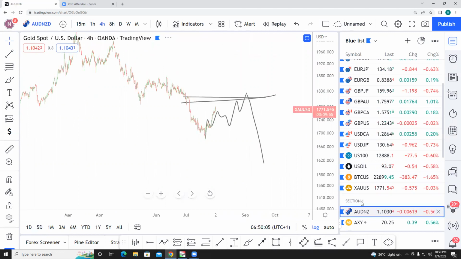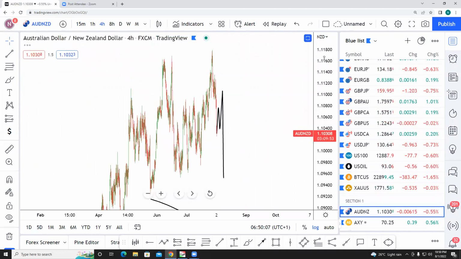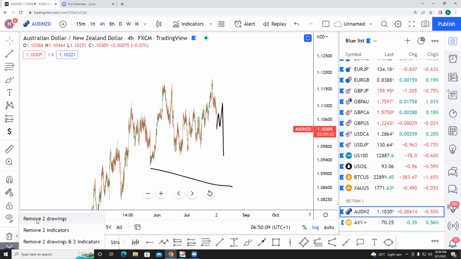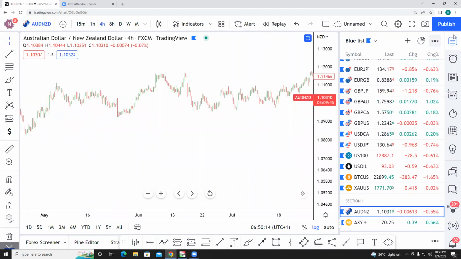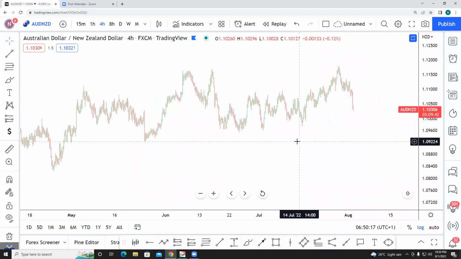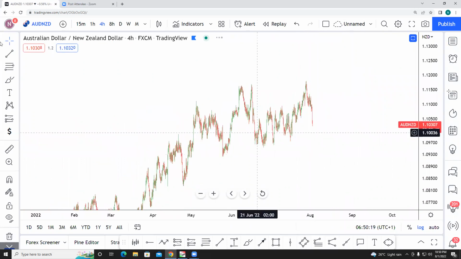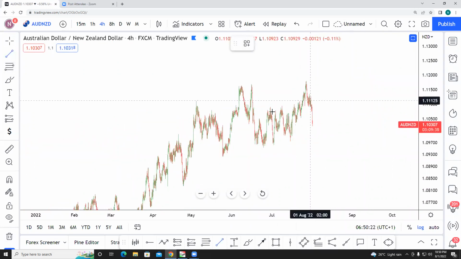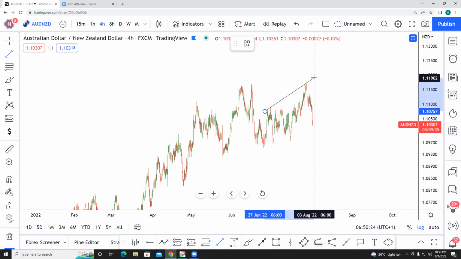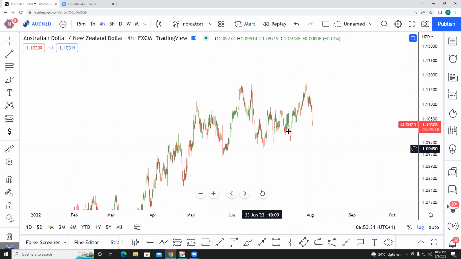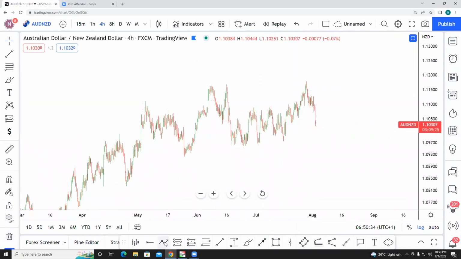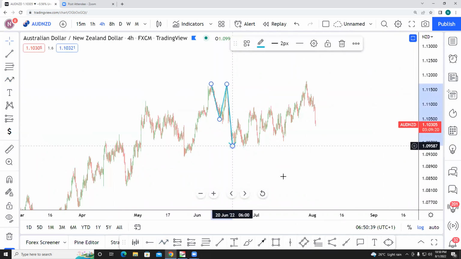Last but not the least is AUD NZD. This is very painful, but it happens like that sometimes. That is why I don't want to get a setup close to Friday, because I close my trade. I don't let them sleep. So when we analyze this structure brilliantly, we got a three-wave structure here.